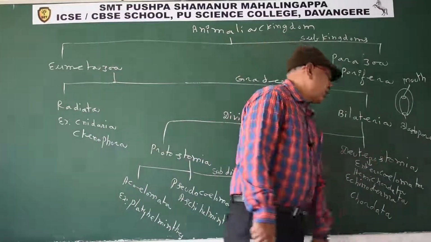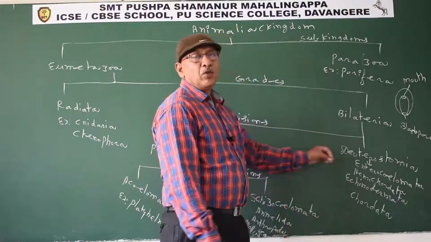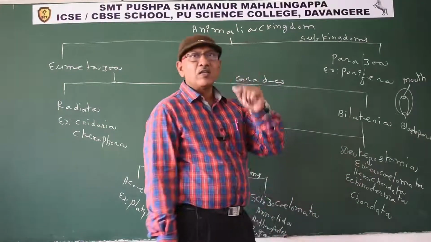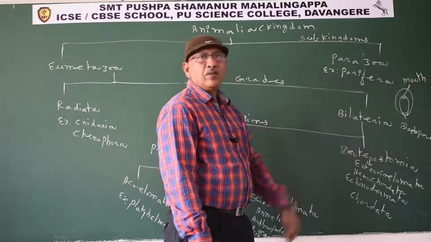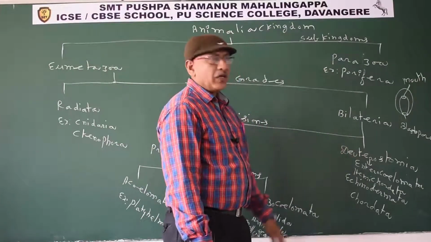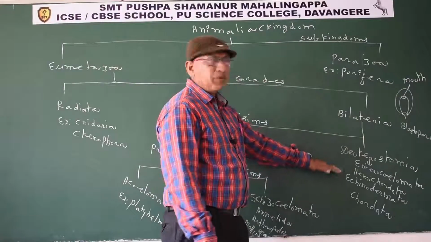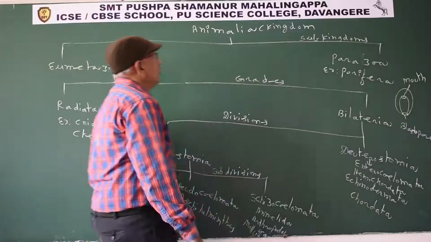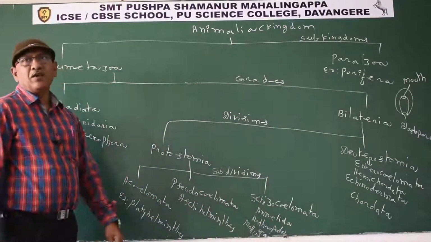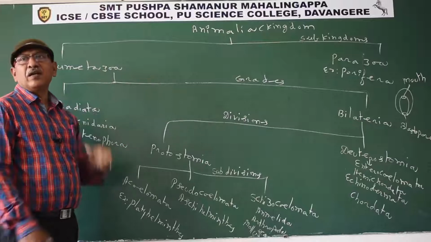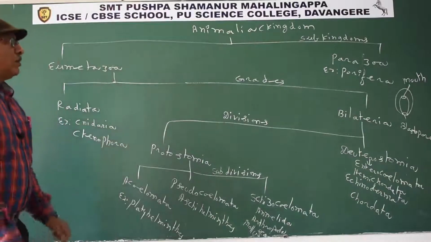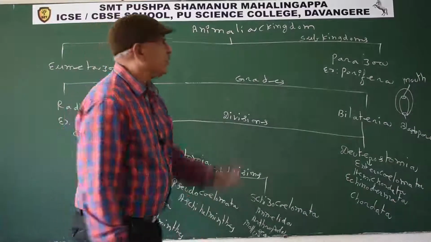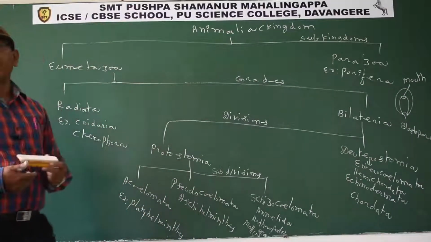Deuterostomia. In all deuterostomes, the coelom is formed from the archenteron. That's why Deuterostomia has one subdivision, Enterocoelomata. Three phyla are included in Enterocoelomata: Hemichordata, Echinodermata and Chordata. So this is the classification of kingdom Animalia. Now we discuss each and every phylum. So now we discuss Porifera.